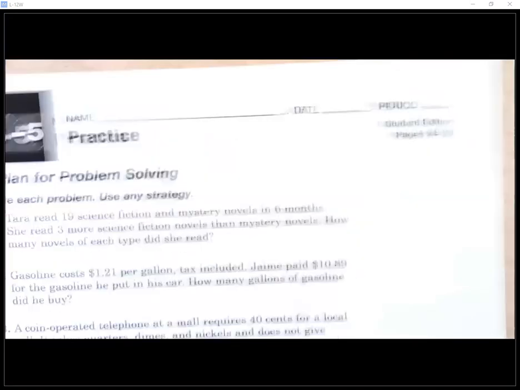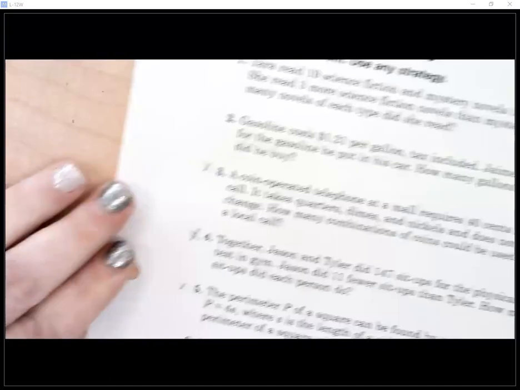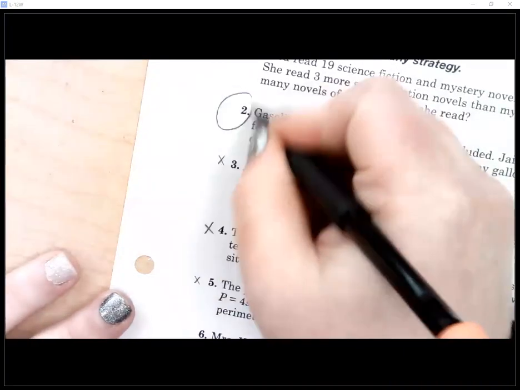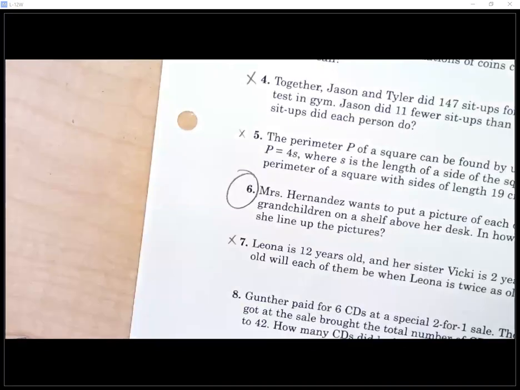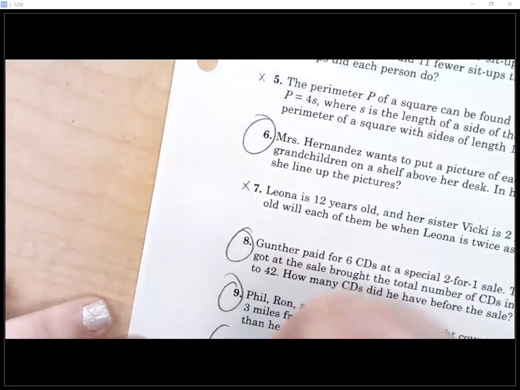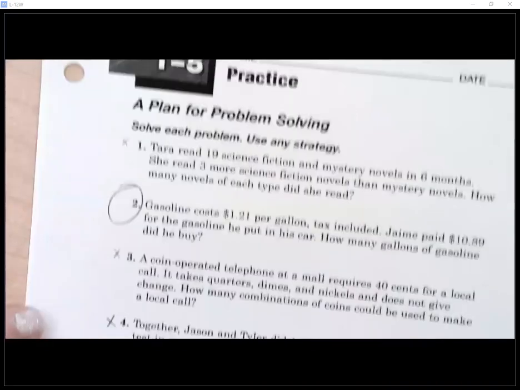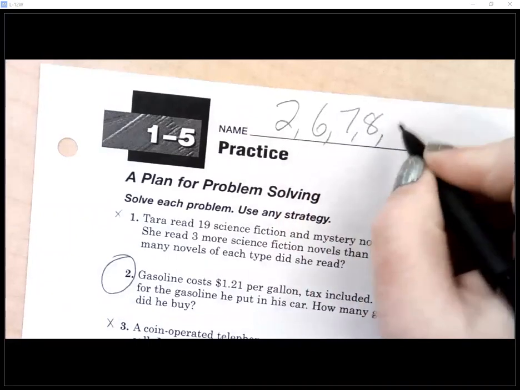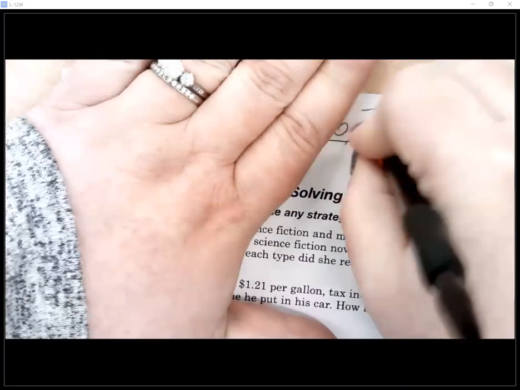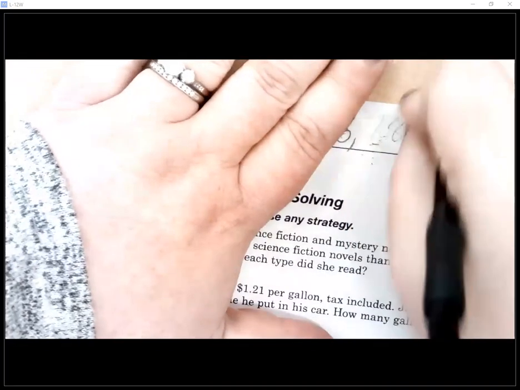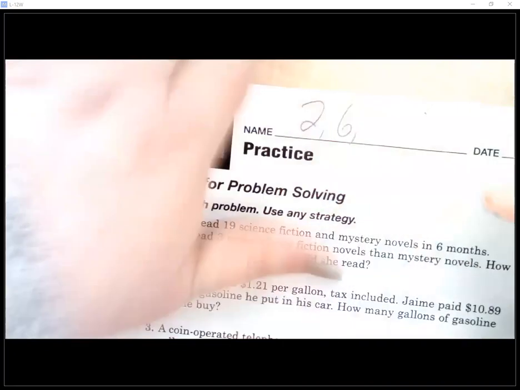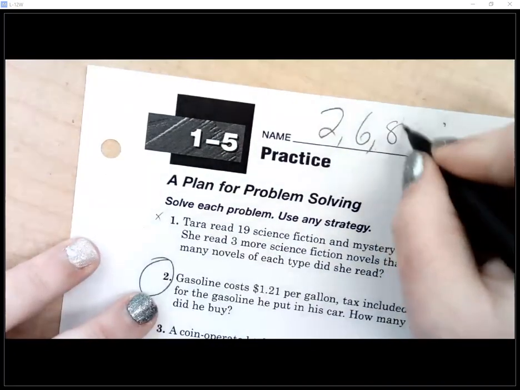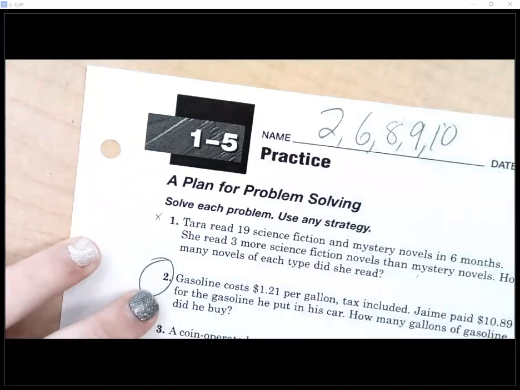Okay, so we're going to do the following ones. Make sure you circle them because I don't want you to do the wrong ones. We're going to do number 2, 6, and then 8, 9, 10. I'll put them up here. 2, 6, 7, 8. Oh, not 7. Sorry. So 2, 6, 8, 9, 10.